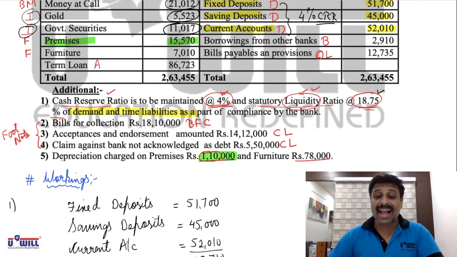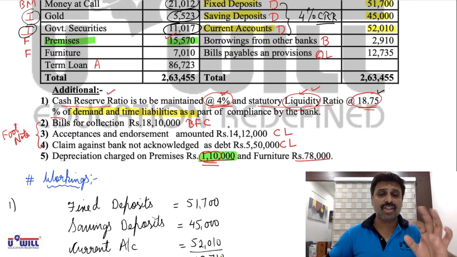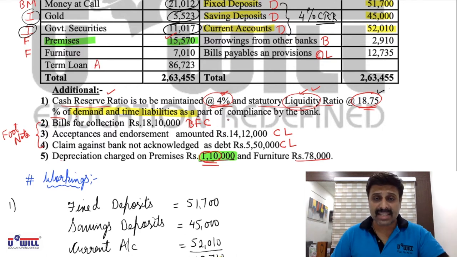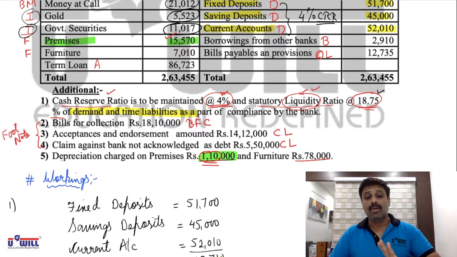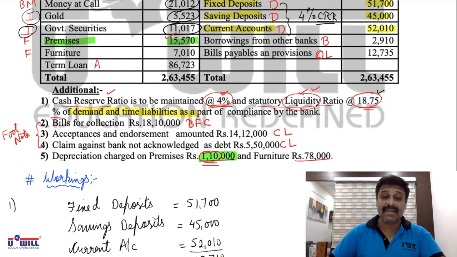What we will do first is add 110 to it. 15,570 plus 110 means we will show 15,680 in the inner column, from which we will subtract 110 and then show 15,570 in the outer column. So just as a disclosure, we will show how much depreciation there is in the balance sheet, but 15,570 will only come in the outer column. This amount is already after deducting depreciation. Exactly the same way it is with furniture also.